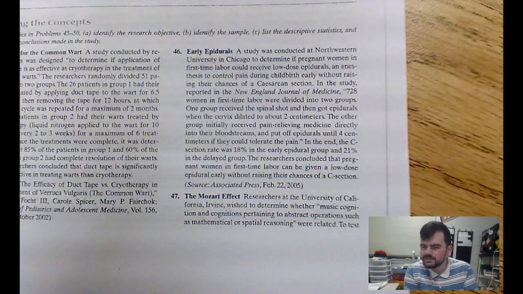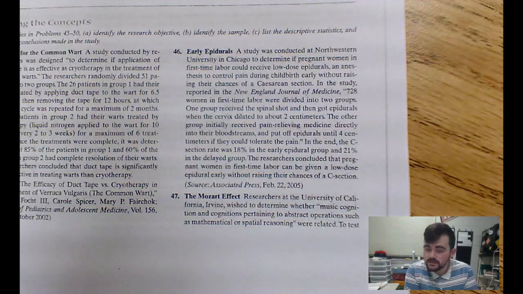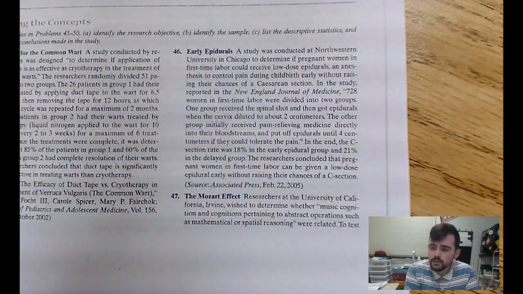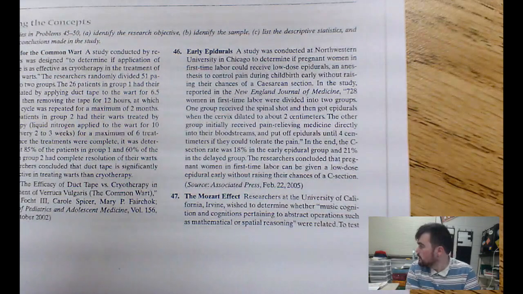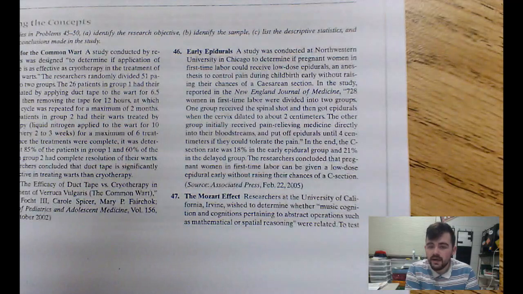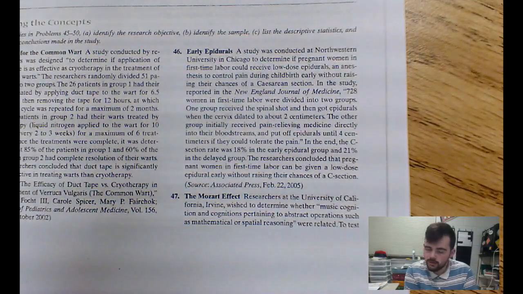So a C-section is considered like a major surgery versus giving birth naturally. And most doctors will hope that you can give birth without having to have a C-section because there is a little bit more risk involved. Now, there are obviously reasons why you would have to have a C-section.